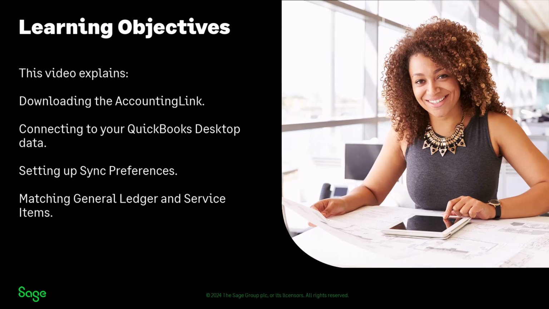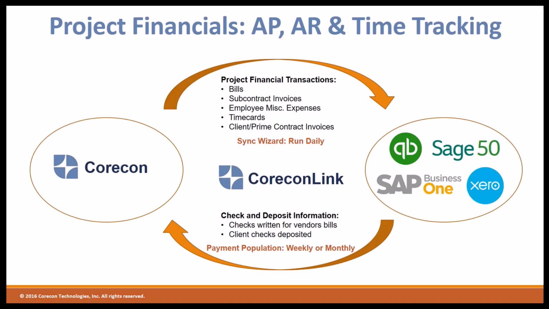In the previous video, we discussed the general requirements and suggestions for setting up your accounting integration to work with CoreCon. CoreCon provides a utility link called AccountingLink, which allows CoreCon to speak with your accounting integration, moving transactions and records back and forth. In this video, we're going to discuss how to set up that CoreCon link for QuickBooks Pro, Premier, Enterprise.